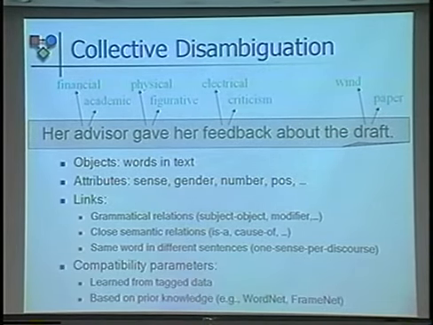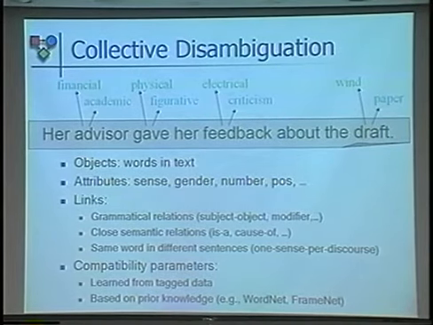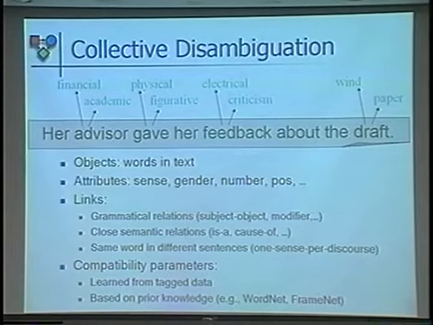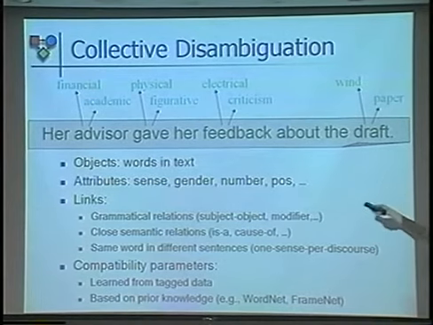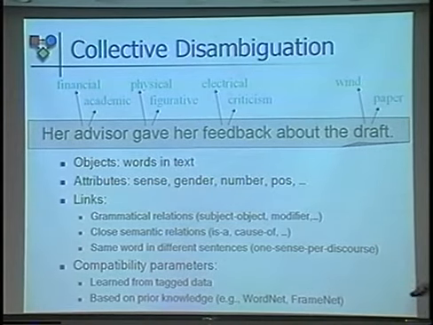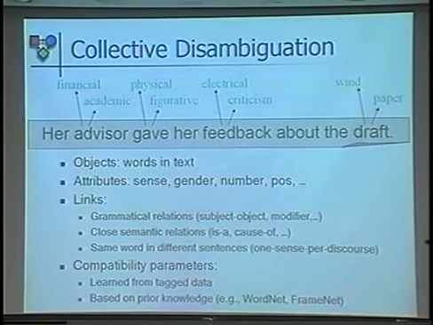And then you have compatibility parameters that you might learn from tag data, or you might be able to use some prior knowledge in order to figure out the correlations between these senses of related words, and try to do collective word sense disambiguation instead of trying to label each word in isolation with its most likely sense, as is the most standard solution to this problem.